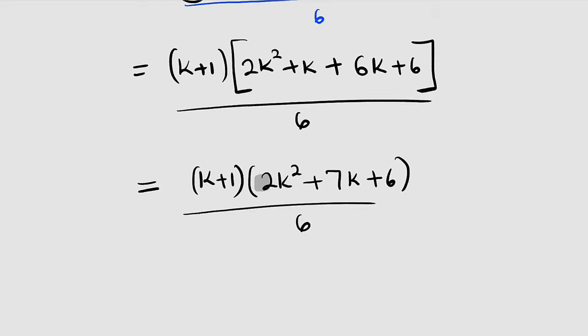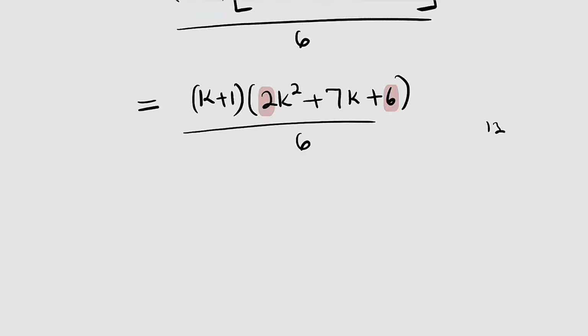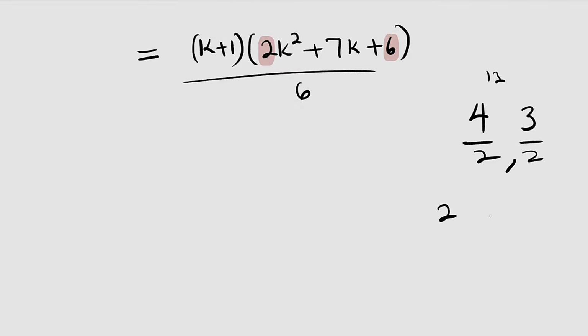The quadratic expression here can be factorized. We're going to take the leading coefficient here and multiply by 6, which is equal to 12. Then we think of two numbers which can be multiplied together to get 12 and add together to get the coefficient of k, which is 7. The numbers are 4 and 3. But since the leading coefficient is 2, we have to divide them by 2. So these are the numbers we need. We're going to get 2 and 3 divided by 2.